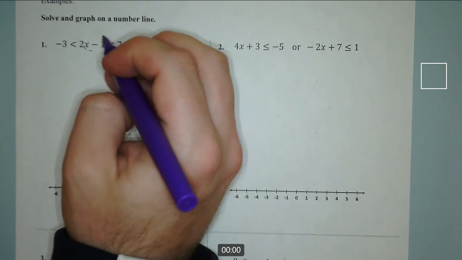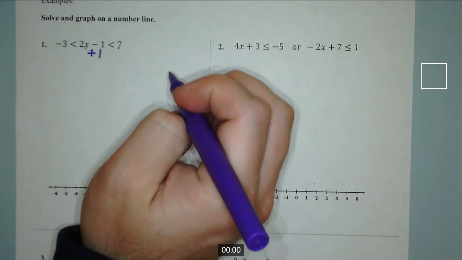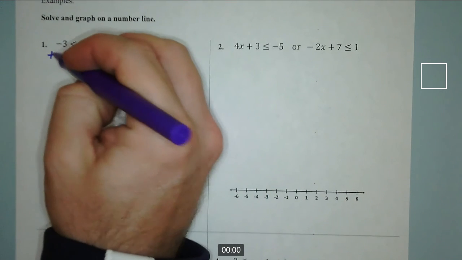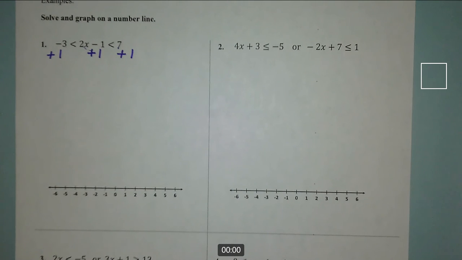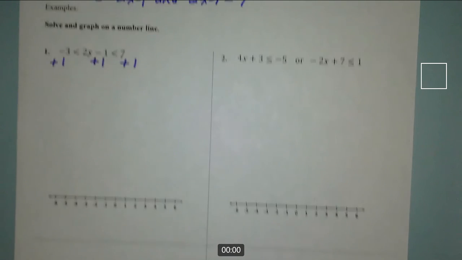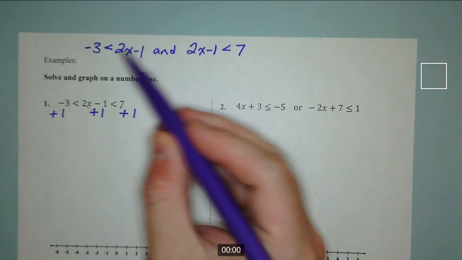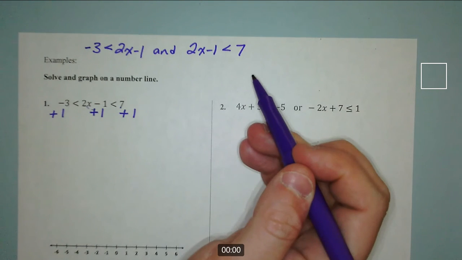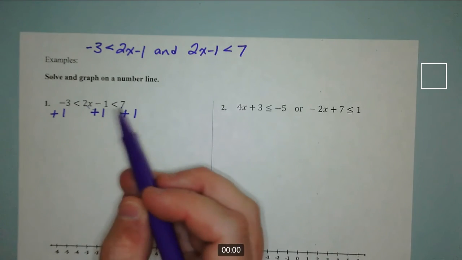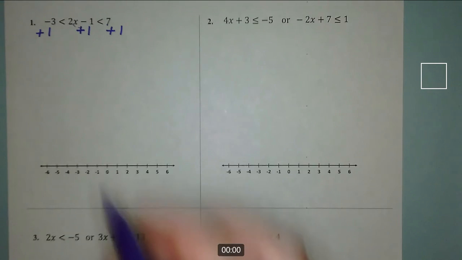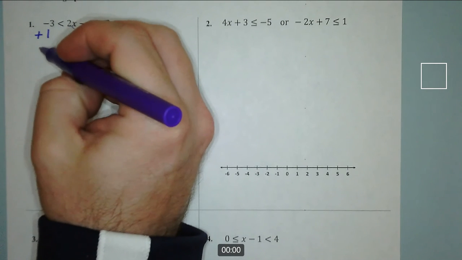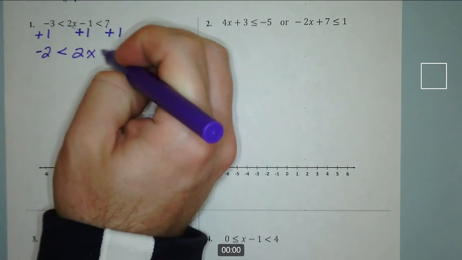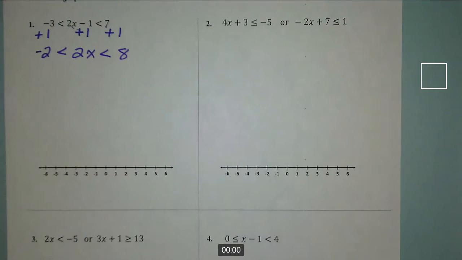The minus 1. Good. So what we're going to do is add 1 to the middle, add 1 to the right, and add 1 to the left. Again, it's the same as what you would do if you had 2 separate inequalities and you were solving both of them for x. So now negative 3 plus 1 is negative 2, I believe. Now it's just 2x in the middle, and the right side is now 8.